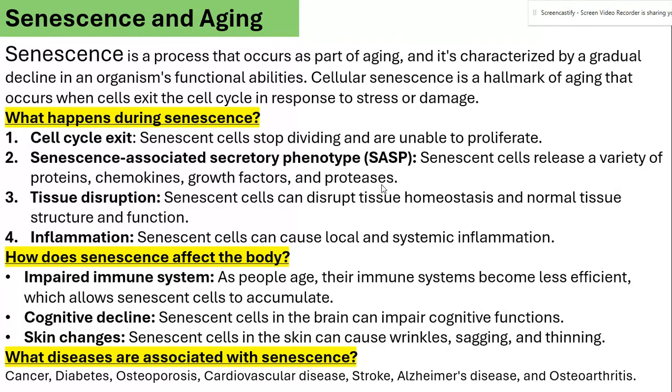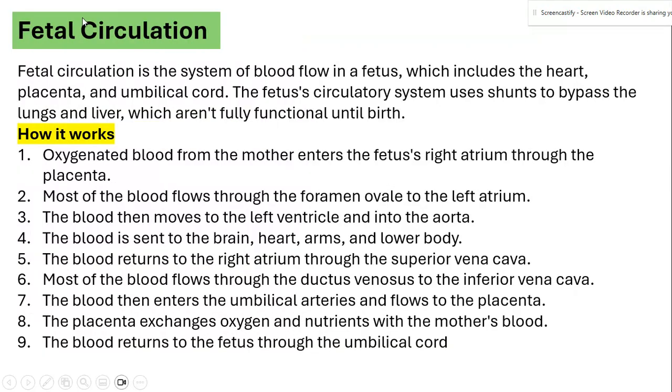How does senescence affect the body? Impaired immune system: as people age, their immune system becomes less efficient, which allows senescent cells to accumulate. Cognitive decline: senescent cells in the brain can impair cognitive function. Skin changes: senescent cells in the skin can cause wrinkles, sagging, and thinning. What diseases are associated with senescence? Cancer, diabetes, osteoporosis, cardiovascular disease, stroke, Alzheimer's disease, and osteoarthritis.